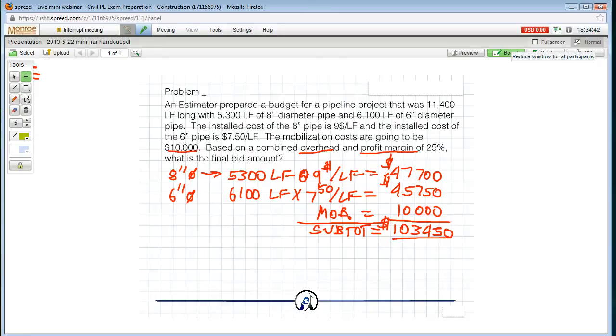So you would actually divide this by 0.75 in this case. The total is going to be the subtotal divided by 1 minus the 0.25, which in this case is 0.75. So taking the 103,450 and dividing that by 0.75, what is that?